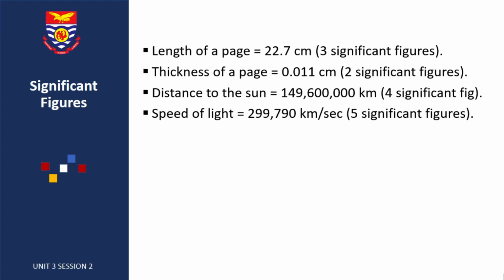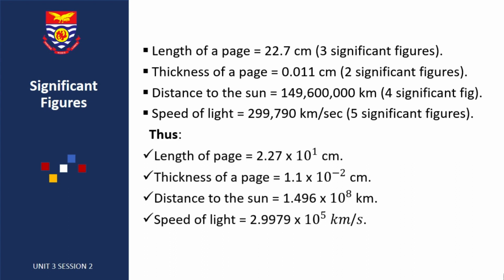When we express our values in scientific notation, the length of the page now becomes 2.27. Here the first three digits are all non-zero, and so we have three significant figures. The thickness of a page will now be 1.1, and so we have only two non-zero digits. The distance of the sun now becomes 1.496, so four non-zero digits, and all these digits are significant. And the speed of light now becomes 2.9979. All these five digits are non-zero, and hence they are said to be significant.